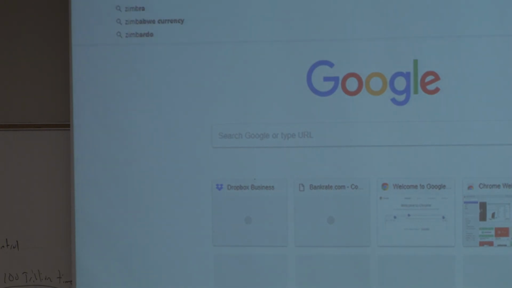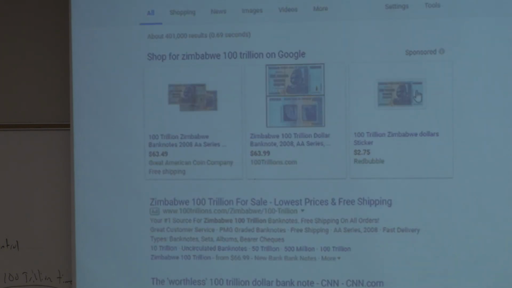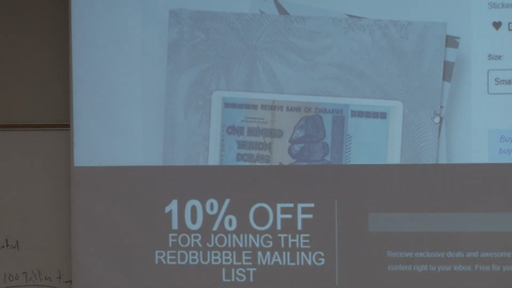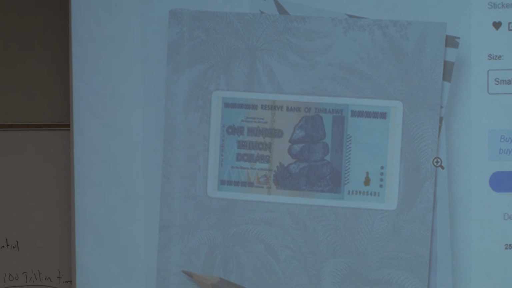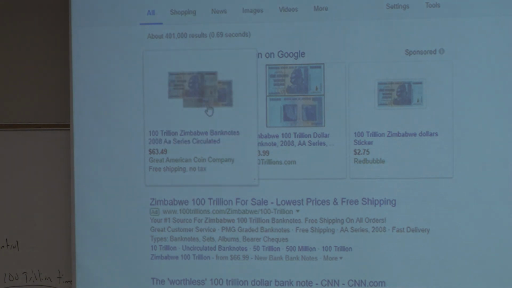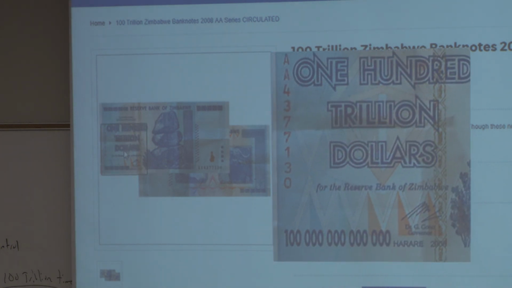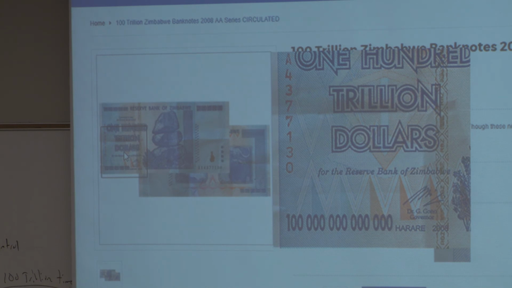So, Zimbabwe, 100 trillion. You can buy these for like $2.75 or whatever. I mean, there's the note right there, $100 trillion. Mine wasn't $2.75, it was a whole lot more, so I should have gone with this person. Oh, no, that's a sticker. That looks pretty cool. So here's the actual note itself, $63. You can kind of see, $100 trillion. And they've got all these different types of notes.